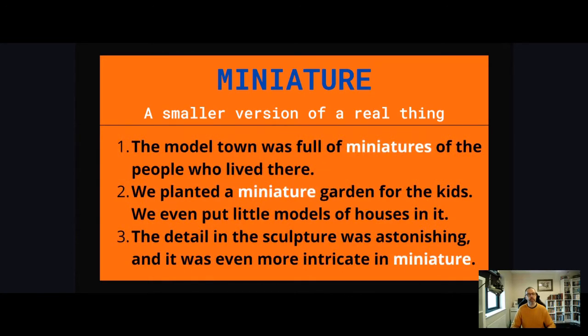So our examples then, example one, the model town was full of miniatures of the people who lived there. Example two, we planted a miniature garden for the kids. We even put little models of houses in it. Example three, the detail in the sculpture was astonishing, and it was even more intricate in miniature.